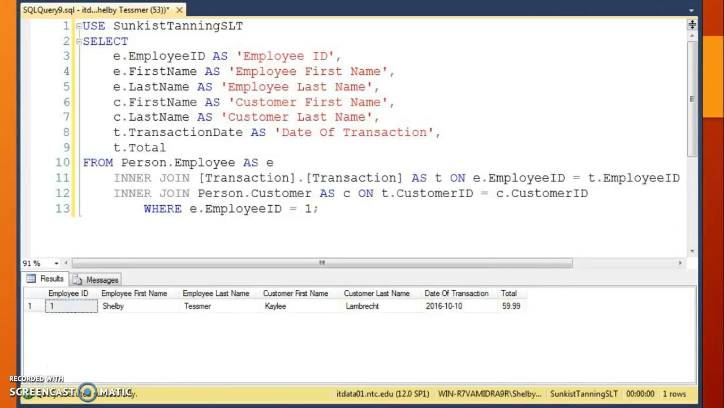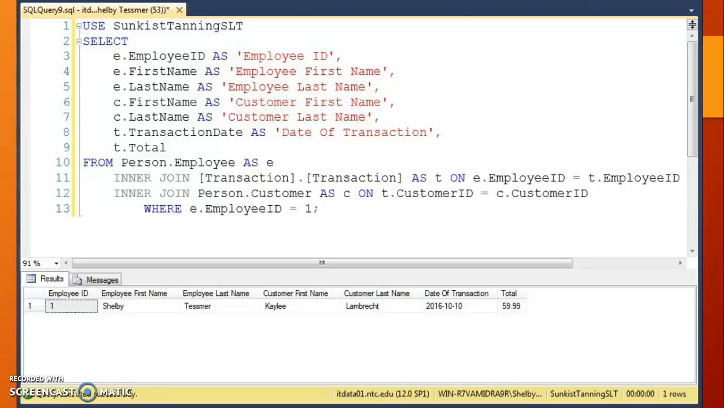So going on to my first example here, I have joined my employee, transaction, and customer tables to show the importance of those three tables and the way that they relate. Here, I have my employee, Shelby Tessmer, with the ID of 1. She's my first customer here, and this shows which transactions she has done. After she does more transactions, it's going to show all of the ones that she did and who it was for, what the day of that transaction was, and what the total was.